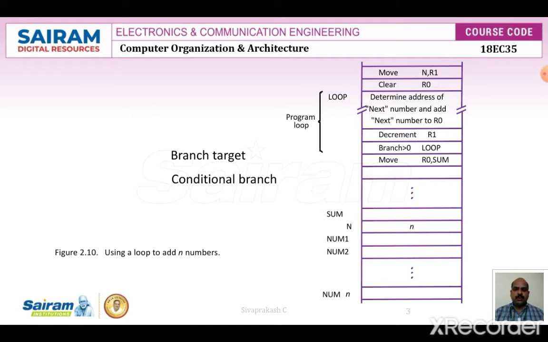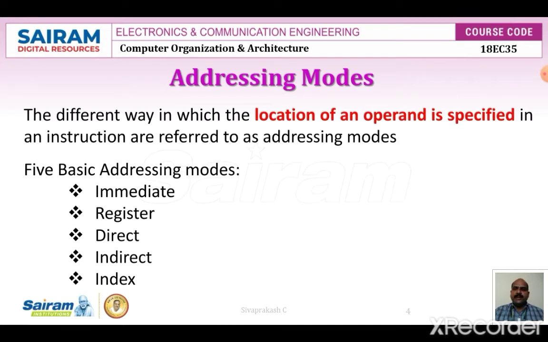Let's see in detail the module on addressing modes. What actually is an addressing mode? As I already said, the different ways in which the location of an operand is specified in instructions are referred to as addressing modes. The addressing modes are classified into 5 basic types: immediate addressing, register addressing, direct addressing, indirect addressing, and index addressing. So we will see these addressing modes in detail.